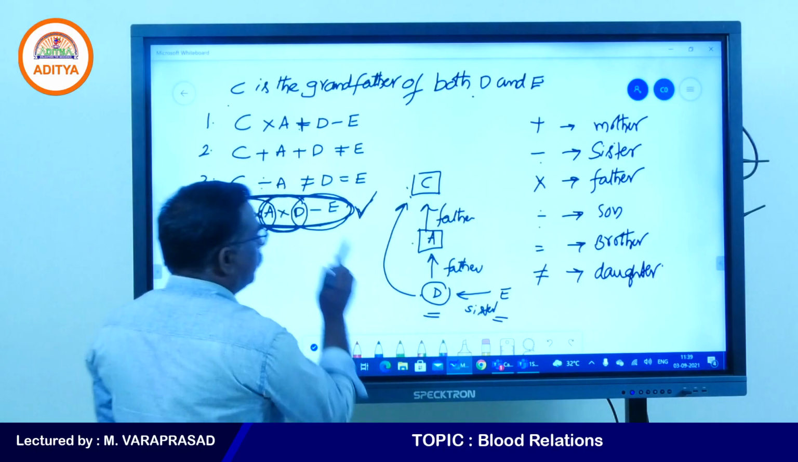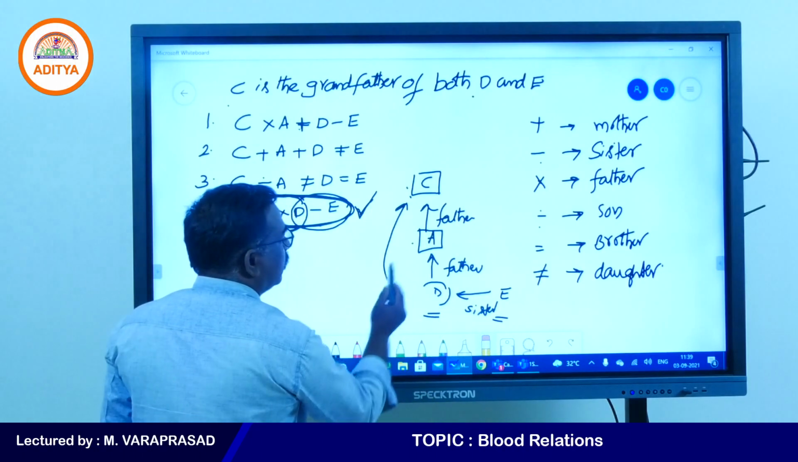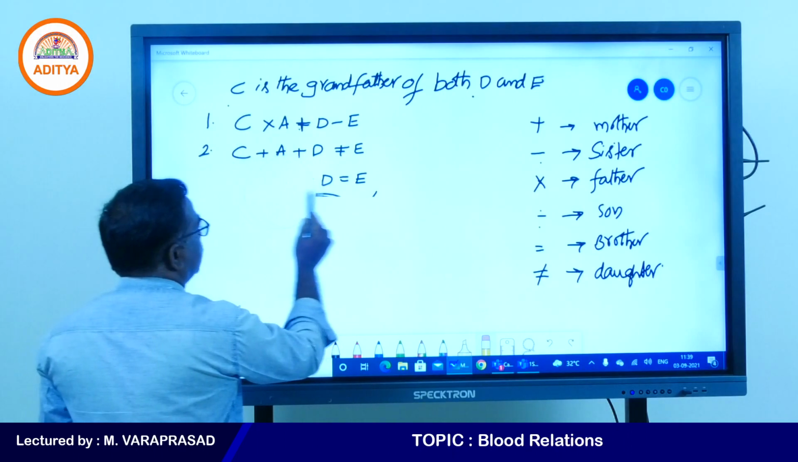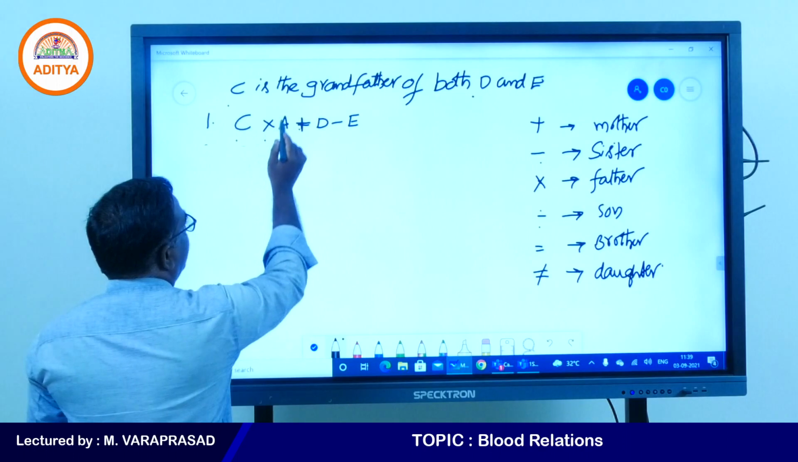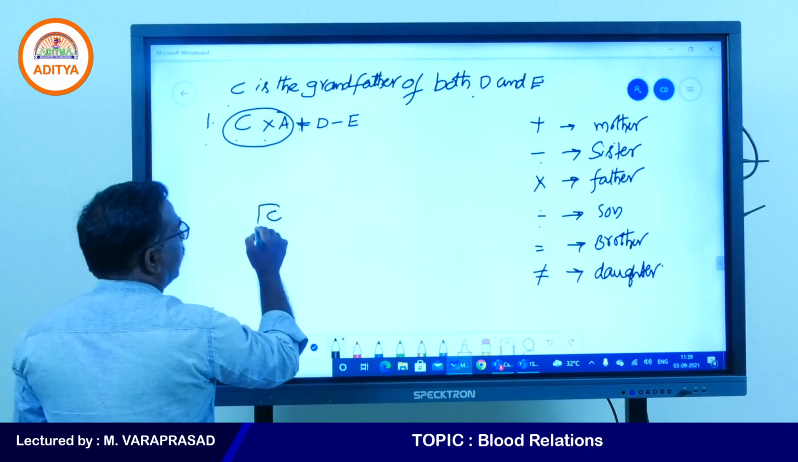Some of you wrote option number 1 also. That I will check once, right? Now see option number 1. C into A is given. Into means father. So C is father of A.